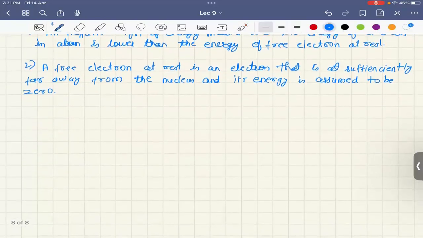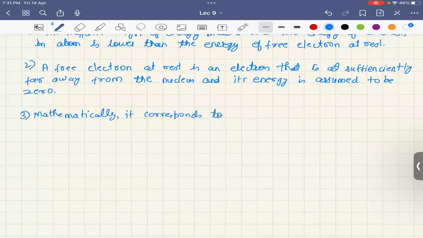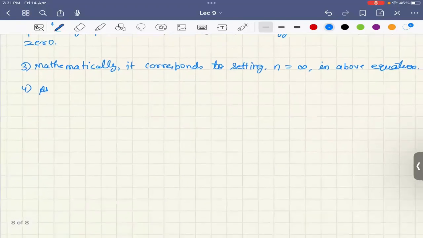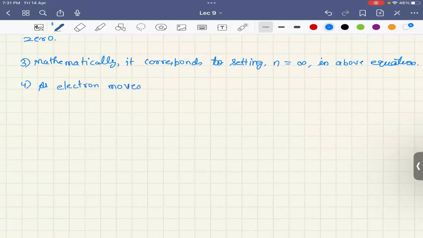Mathematically, it corresponds to setting n equal to infinity in the above equation, right? So as the electron moves closer to the nucleus, right?